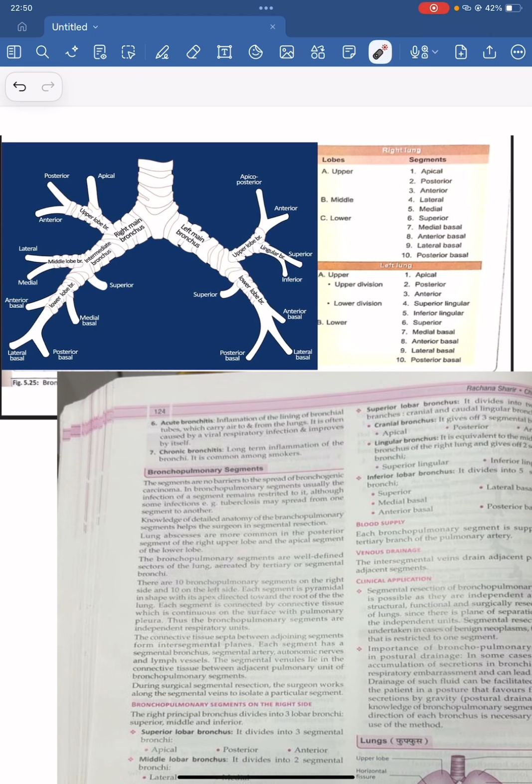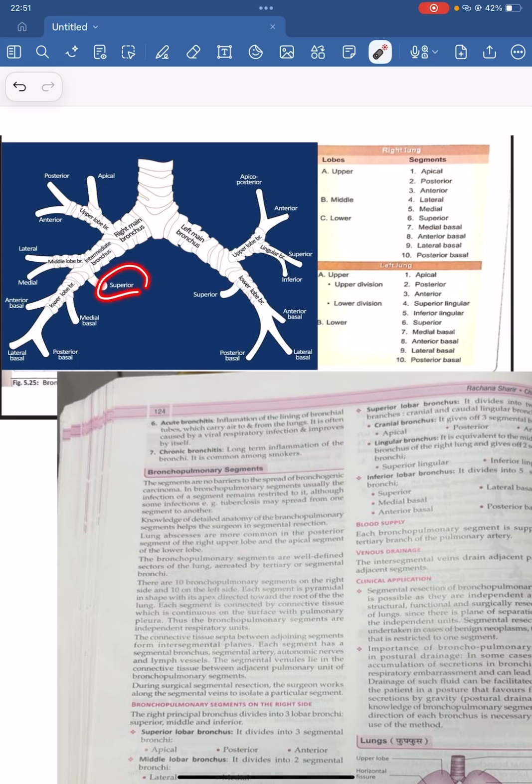So the bronchopulmonary segments on the right side have three divisions: superior, middle, and inferior. The superior is again divided into three: apical, posterior, and anterior. The middle lobar is divided into two segments, lateral and medial. The inferior or lower lobe is divided into five segments: superior, medial, anterior, posterior, and lateral.